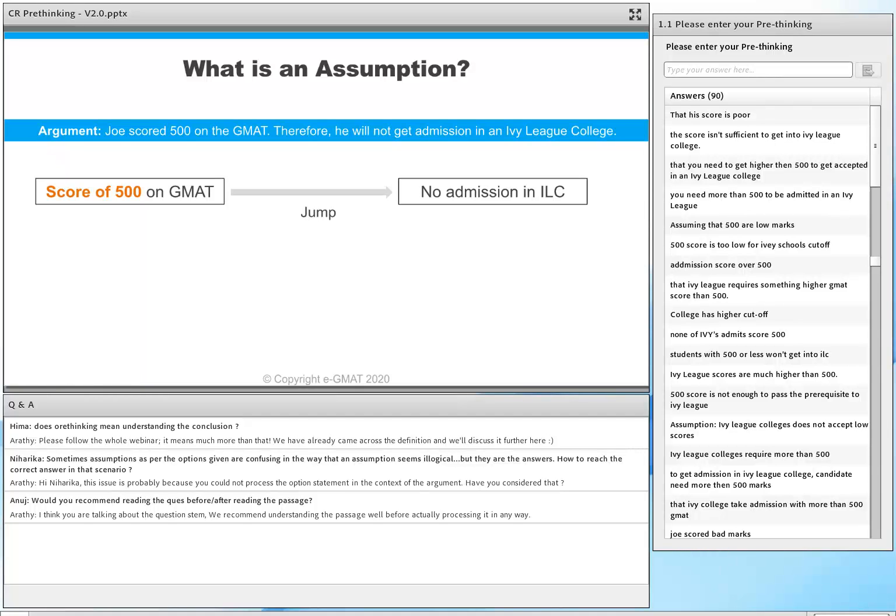Okay, so what's given to us? If you look at this first data point over here, it's a fact. It's a data point. Joe has scored 500. And then the author makes this jump, or takes a leap of faith, and really makes his conclusion, his prophecy, where he says he will not get into an Ivy League college. He makes that prediction over there.